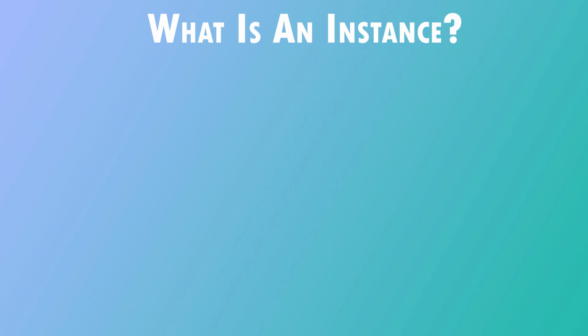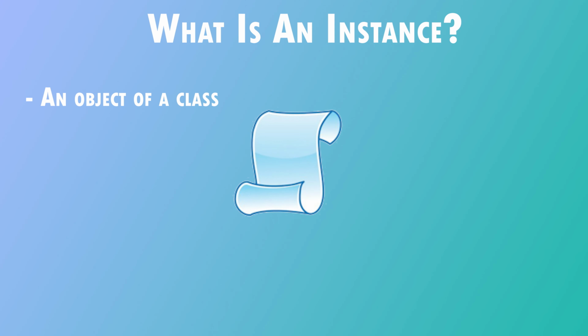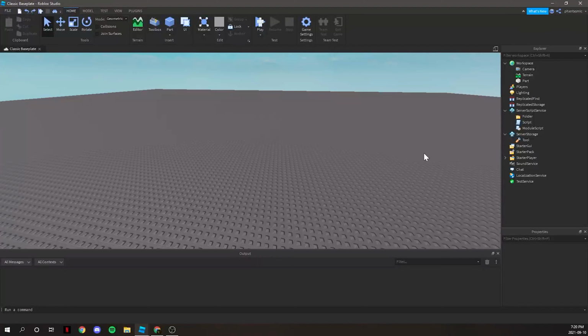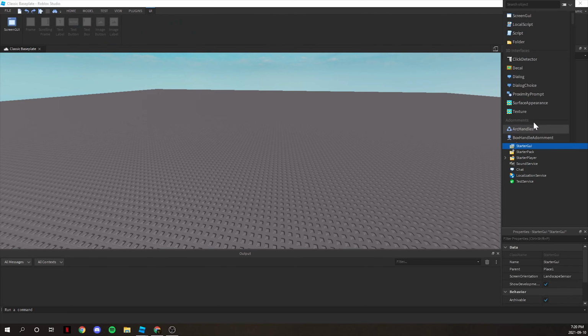What is an instance? Well, when someone's talking about an instance, they're typically referring to an object of a class. Think of a script. That is an instance or object of the script class. Instance is also the base class for all classes in Roblox, including scripts. Some examples of instances include parts, folders, scripts, module scripts, and tools. But as you can see, there are many different types of instances available for you to use.